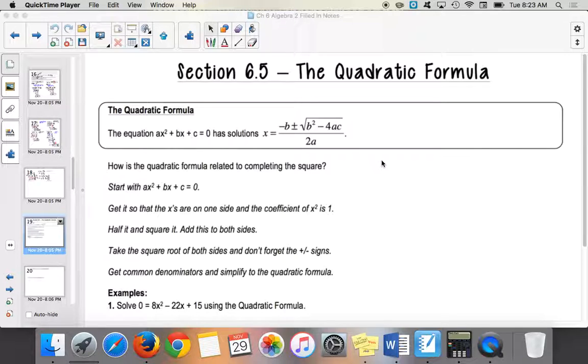6.5 is the quadratic formula. So how many of you have seen the quadratic formula in Algebra 1? Hopefully all of you are raising your hands, right? You've all seen the quadratic formula. Do you remember what the quadratic formula is? Yeah, it's right in front of you, so hopefully you do. So negative b plus or minus the square root of b squared minus 4ac all over 2a.